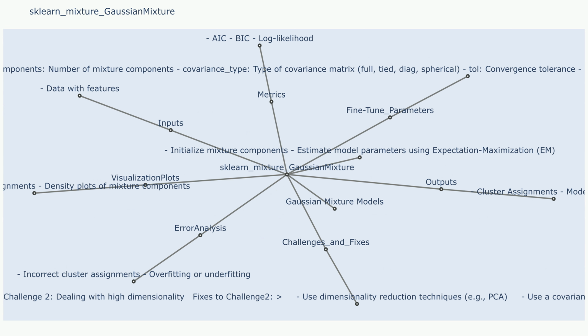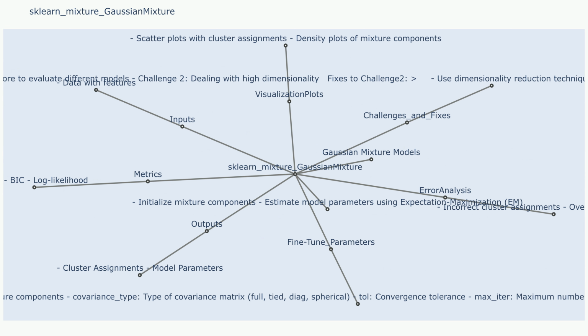Uncertainty methods. Predictive uncertainty can be estimated by using the probability of each data point belonging to each component. Model uncertainty can be estimated by fitting the model multiple times with different initializations and comparing the results.